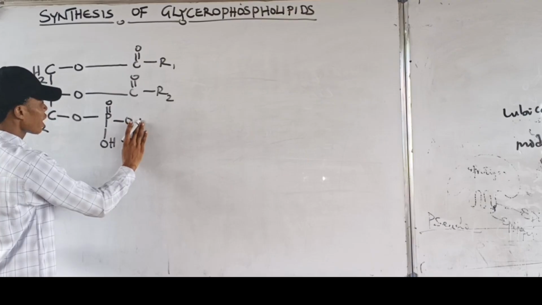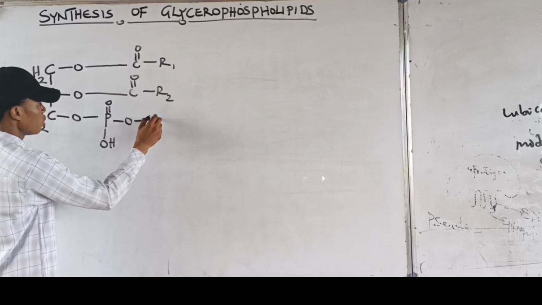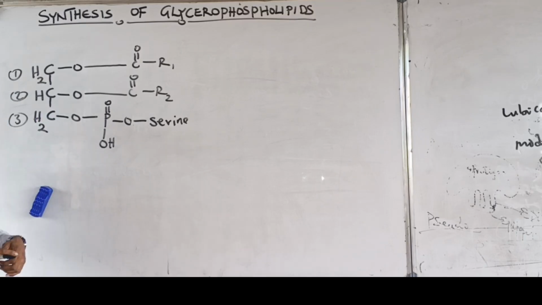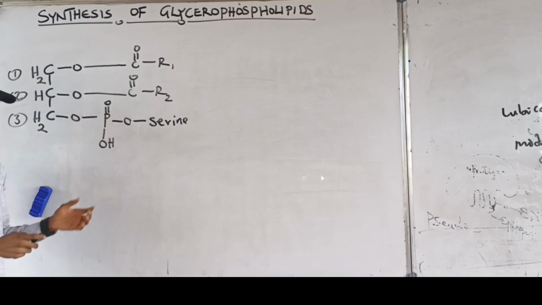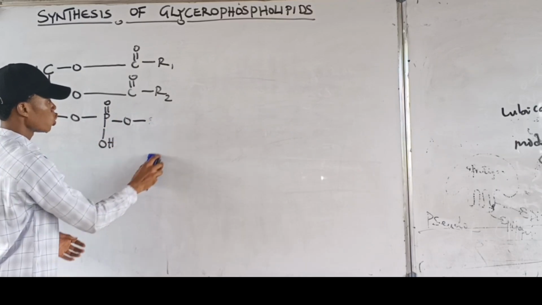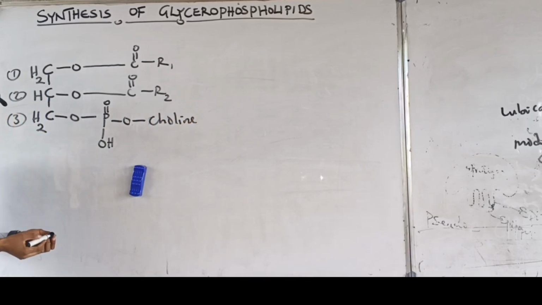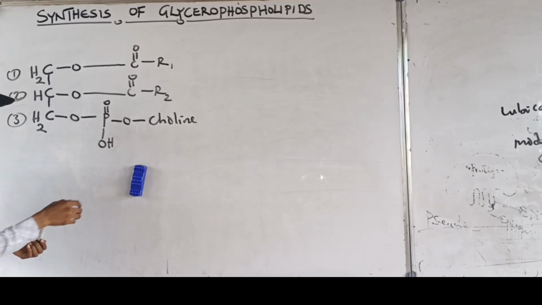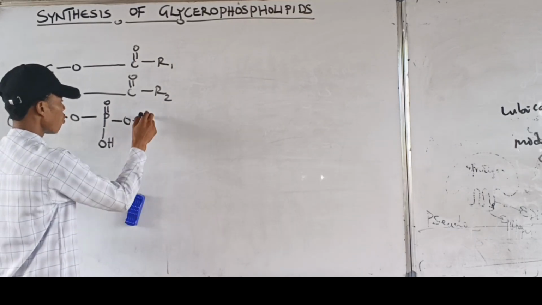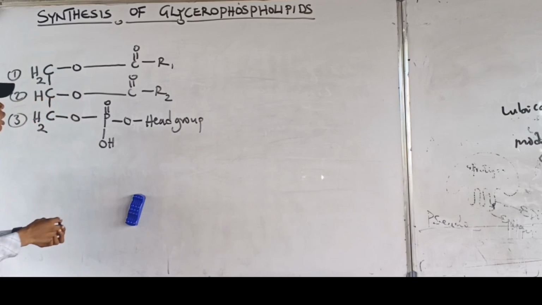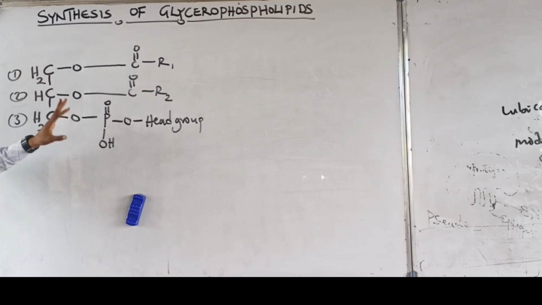But in other glycerophospholipids, we always have a head group attached. So we can have a head group attached here. The head group can either be serine. If the head group is serine, we call it phosphatidylserine. If the head group here is choline, you call it phosphatidylcholine. If the head group is ethanolamine, you call it phosphatidylethanolamine. If it is inositol, you call it phosphatidylinositol, just like that. So basically, this is how a glycerophospholipid is.